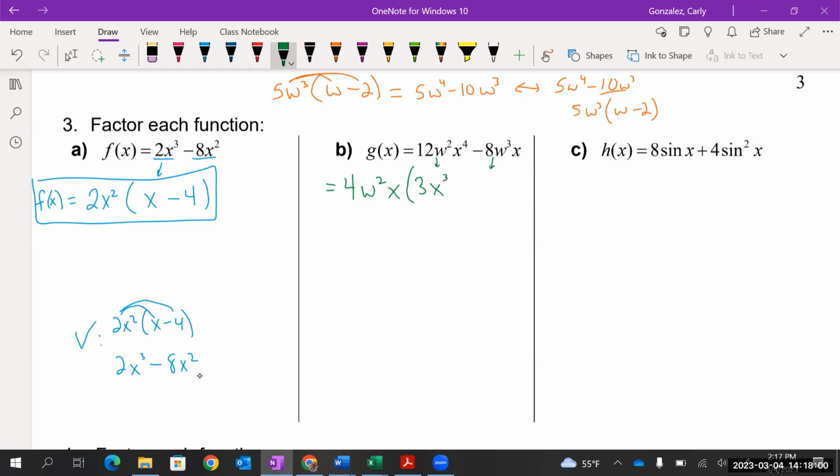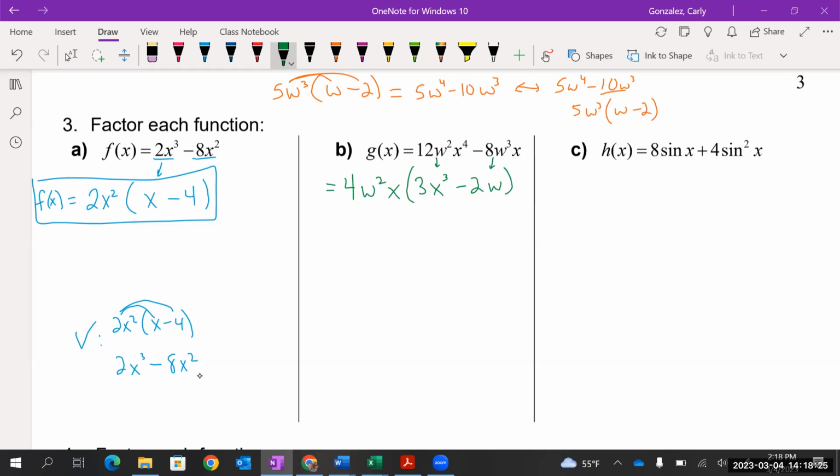Similarly, what's left from that second term? Well, I have negative 8w cubed x. So if I factor out the 4 from the negative 8, I get negative 2. And 2 of the w's were factored out, so I'm just left with 1 more, and that x was factored out, and so we are all set.